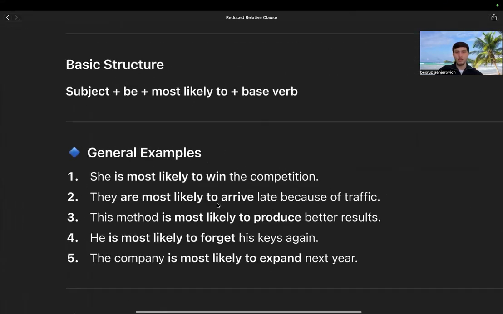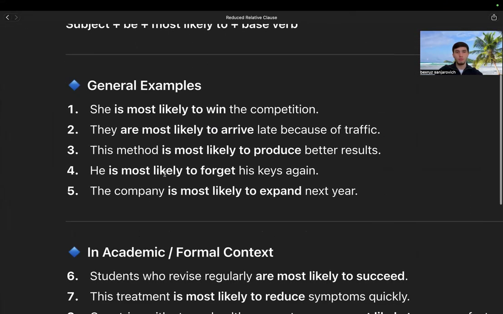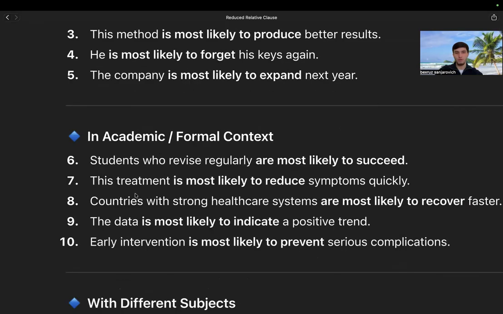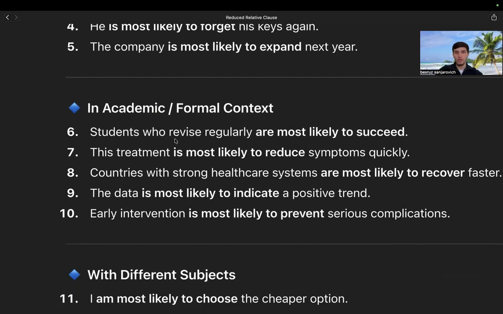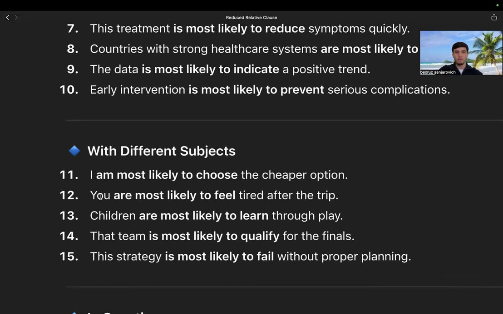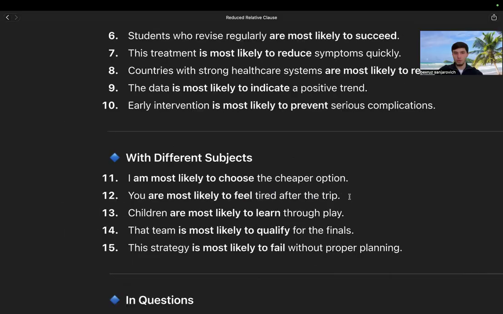So she's most likely to win the competition. They are most likely to arrive late because of traffic. Students who revise regularly are most likely to succeed. You see, you're most likely to feel tired after the trip.